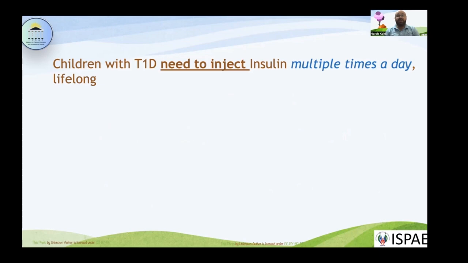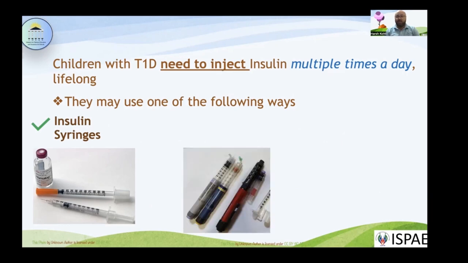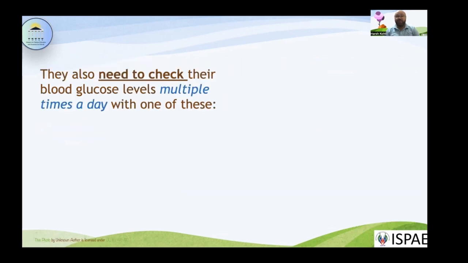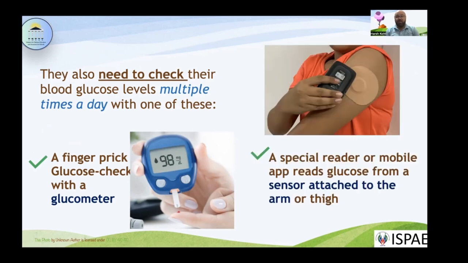Children with type 1 diabetes need to inject insulin multiple times a day, lifelong. And they may use one of the following ways: insulin syringes, insulin pens, or an insulin pump. They also need to check their blood glucose level multiple times a day with one of these: either a finger prick glucose check with a glucometer, or a special reader or mobile app that reads glucose from a sensor attached to the arm or thigh.